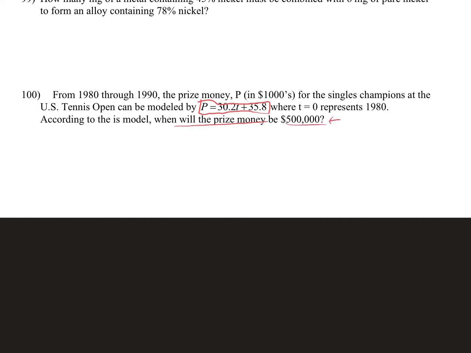So 500,000, since P is in thousands, means that P is 500. So what we're going to do is take that 500 and plug it into the formula that we were given. And we're going to solve for T. So we would do subtraction first. So 500 minus 35.8.